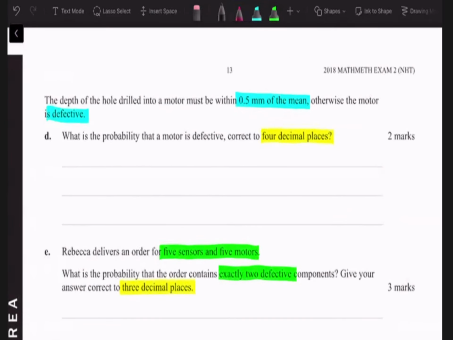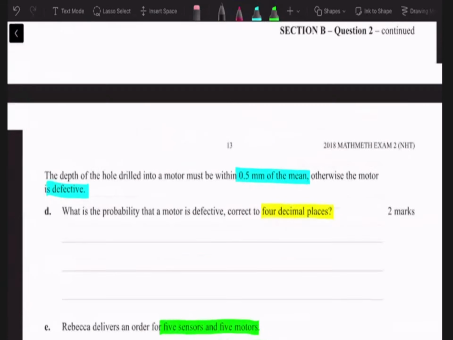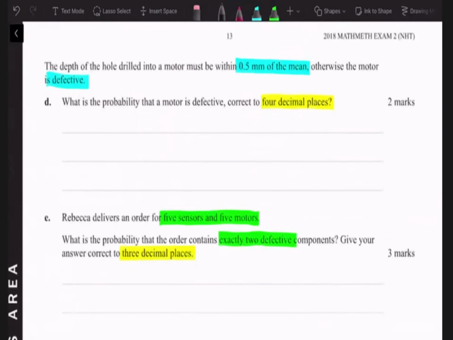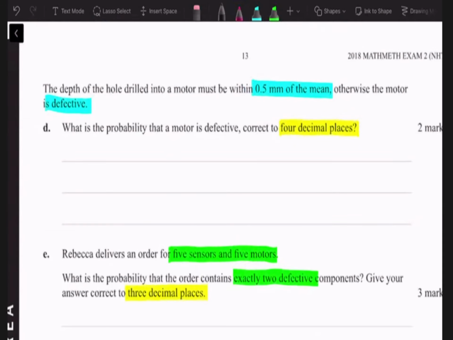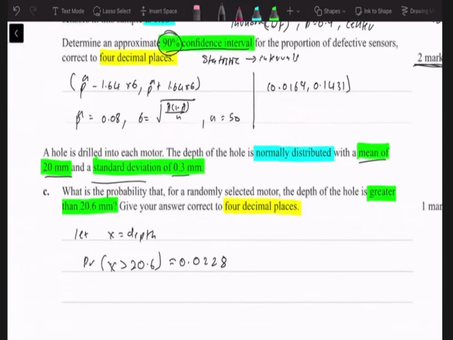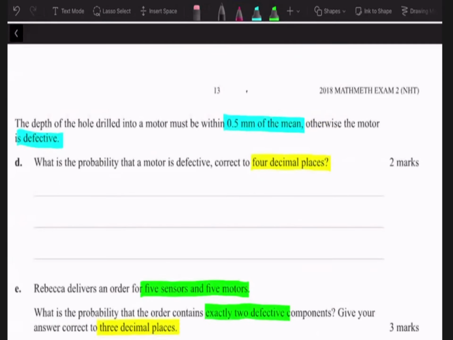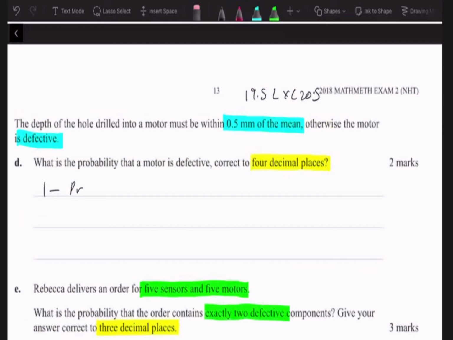So the depth of the hole must be within 0.5 of the mean, otherwise the model is defective. So the mean is 20 millimeters. If it's not defective, that means it's between 19.5 and 20.5. So if it's going to be defective, that means it's 1 minus the probability that it meets this criteria. So 19.5 < x < 20.5. And again, it's just a CAS question. You should get 0.0956.